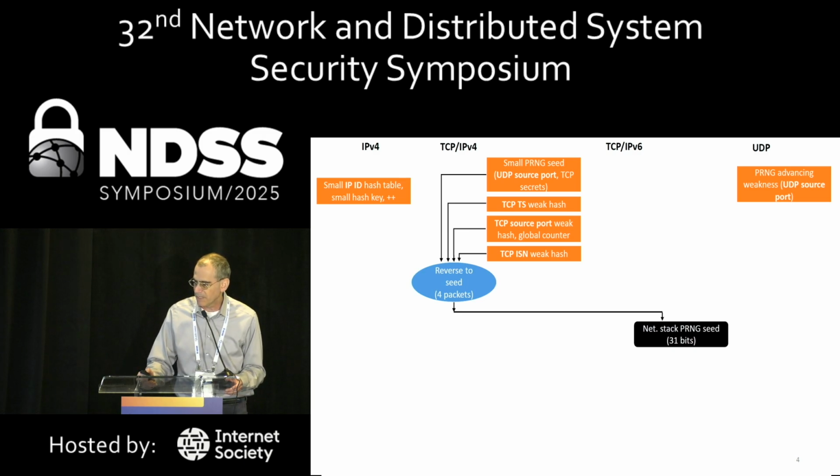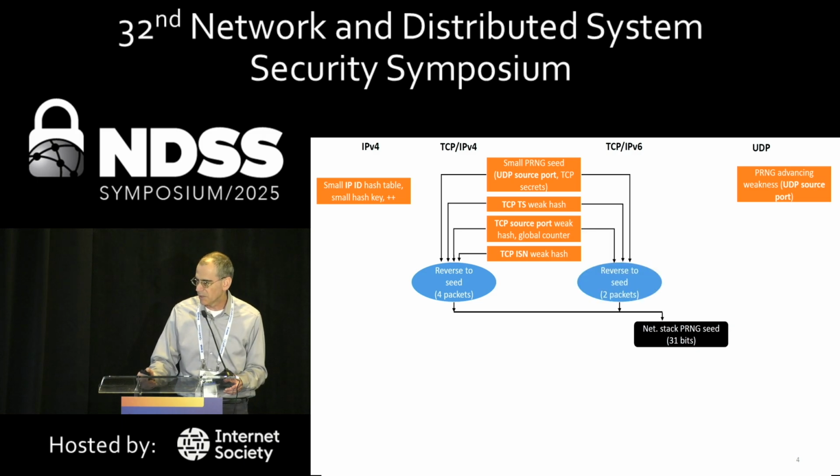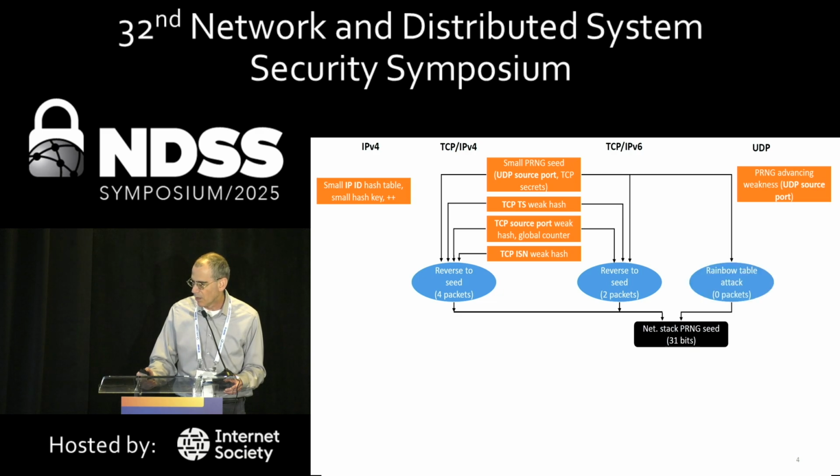For example, in the TCP IPv4 case, we combined 4 vulnerabilities and using 4 TCP SYN packets to find the network stack PRNG seed, which is 31 bits. Alternatively, we could use the IPv6 with 2 packets only, and combining only 3 vulnerabilities to find the same seed. Or we could use UDP with a rainbow table attack and 0 packets.